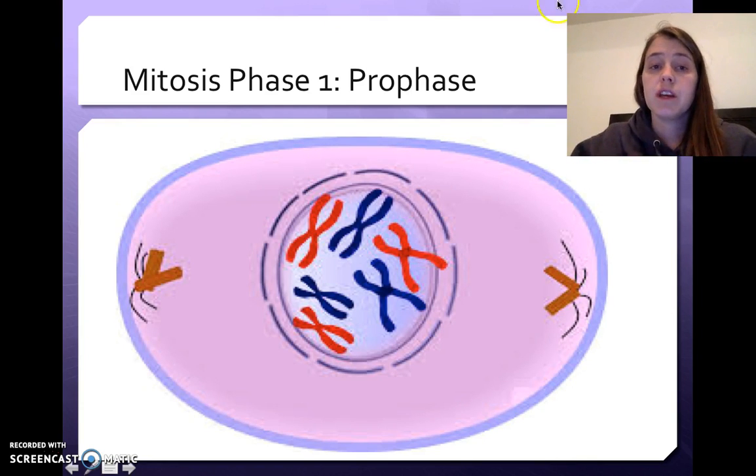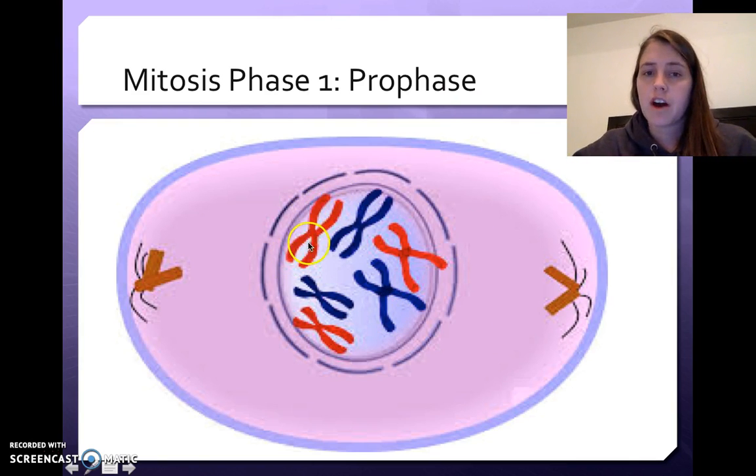So this is what the picture of prophase looks like. You'll notice that we have our sister chromatids. So this is, let's say, chromosome 1, and this is the copy that was made of chromosome 1. They're attached at the centromere. Chromosome 2, copy of chromosome 2.